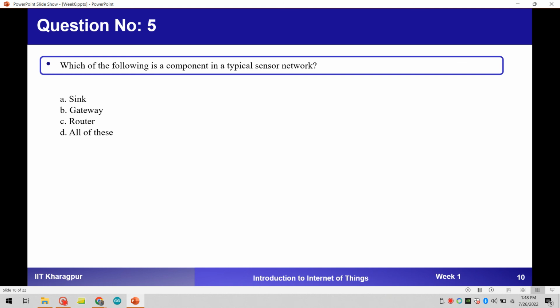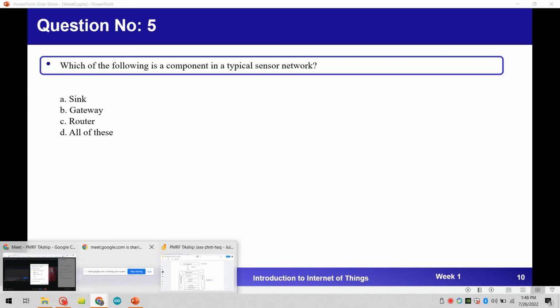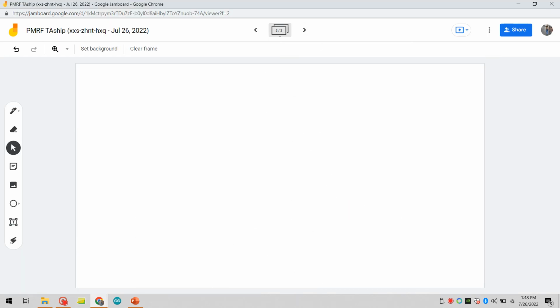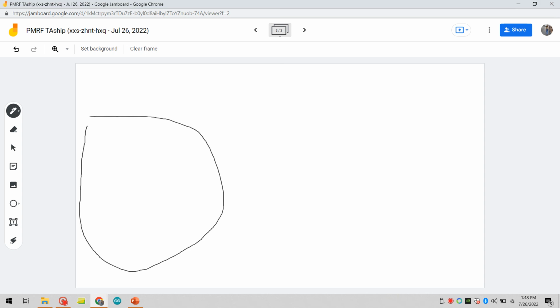In order to answer this question, we should know the architecture of a typical sensor network. So I am again using my whiteboard in order to show you the architecture of your sensor network. So let's consider that this is your sensor network, which consists of various sensors. I am using a cross sign to show the various sensors which are present in the network.